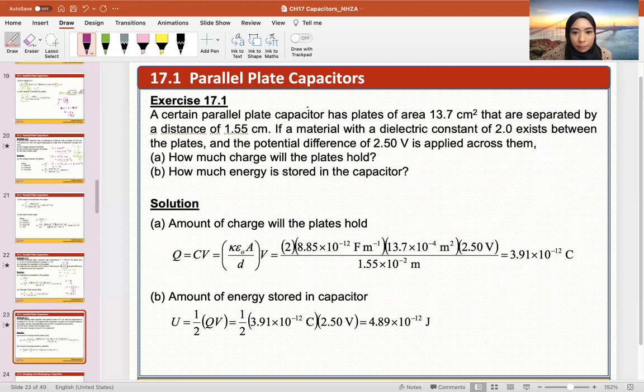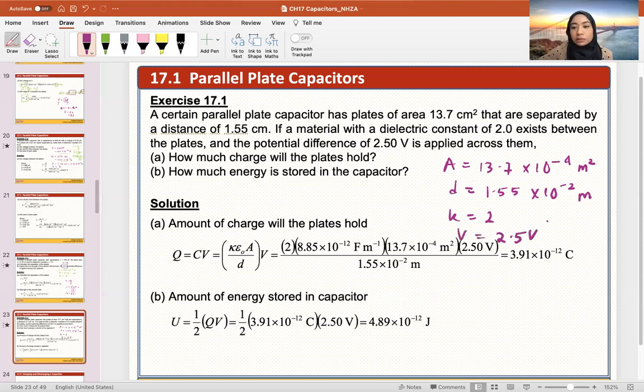A certain parallel plate capacitor has plates of area A equals 13.7 times 10 to the minus 4 meter square. Terus convert jadi meter square. Separated by a distance 1.55 times 10 to the minus 2 meter. If a material with dielectric constant of 2, fancy K is 2, exists between the plates, the potential difference of 2.5 volt is applied across them. How much charge will the plates hold?